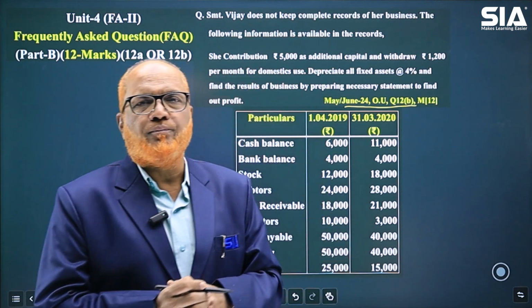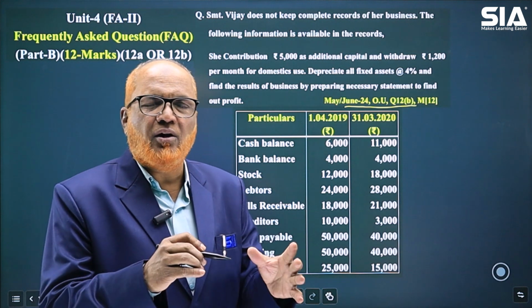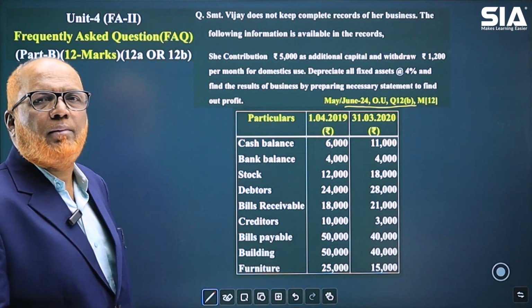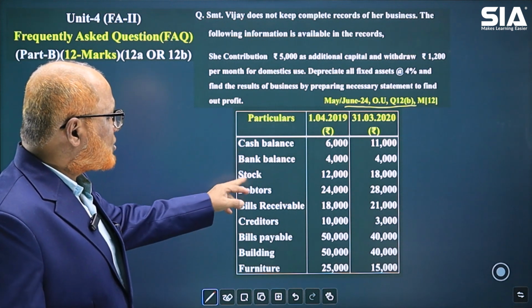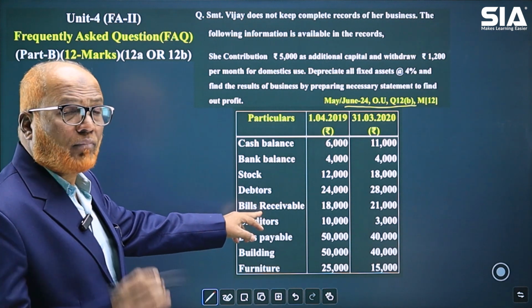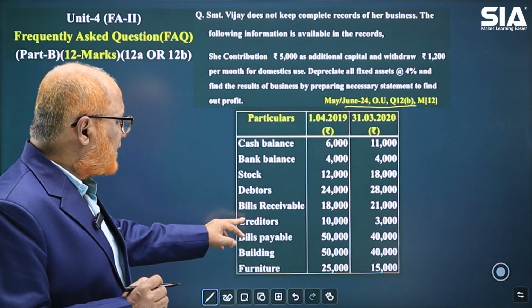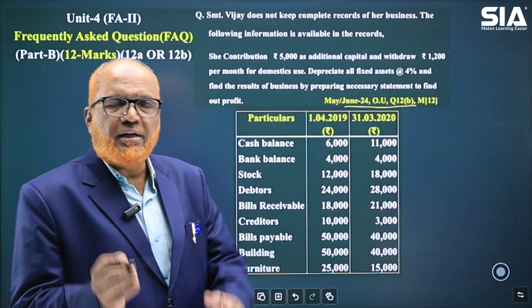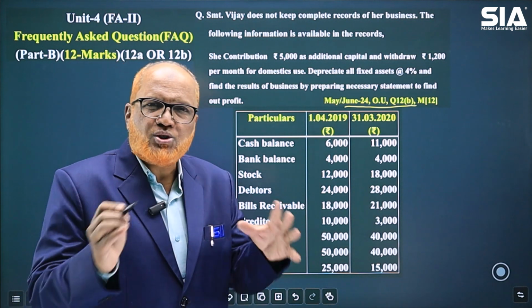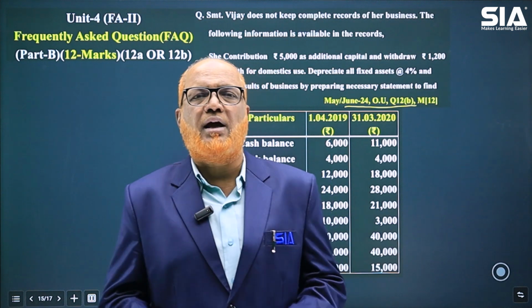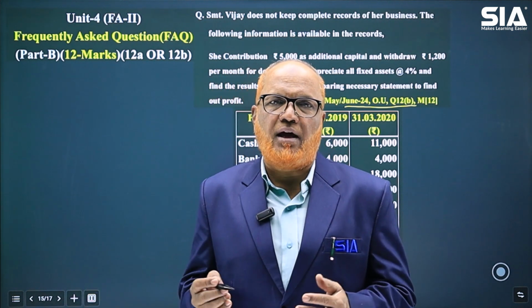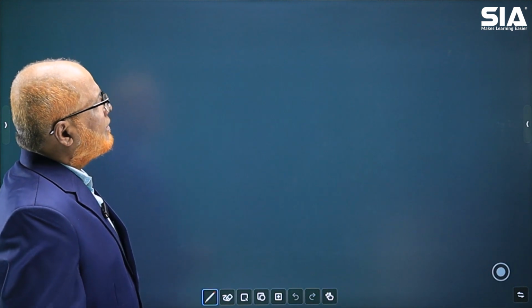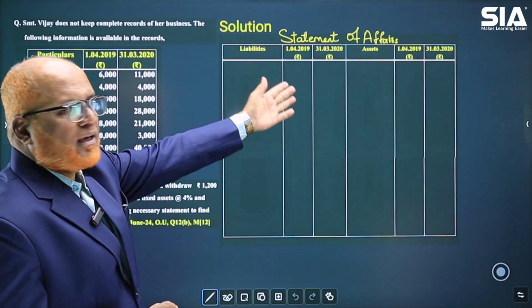First of all, we have to find out the capital at the beginning of the year and end of the year, because we are provided with complete information of all assets and liabilities: cash balance, bank balance, stock, debtors, bills receivable. All these are the assets. Then creditors and bills payable are liabilities, and building and furniture are assets. By taking all assets and liabilities and preparing a statement of affairs, we can find out the capital at the beginning of the year and capital at the end of the year. Now, we make the statement of affairs, beginning and end.